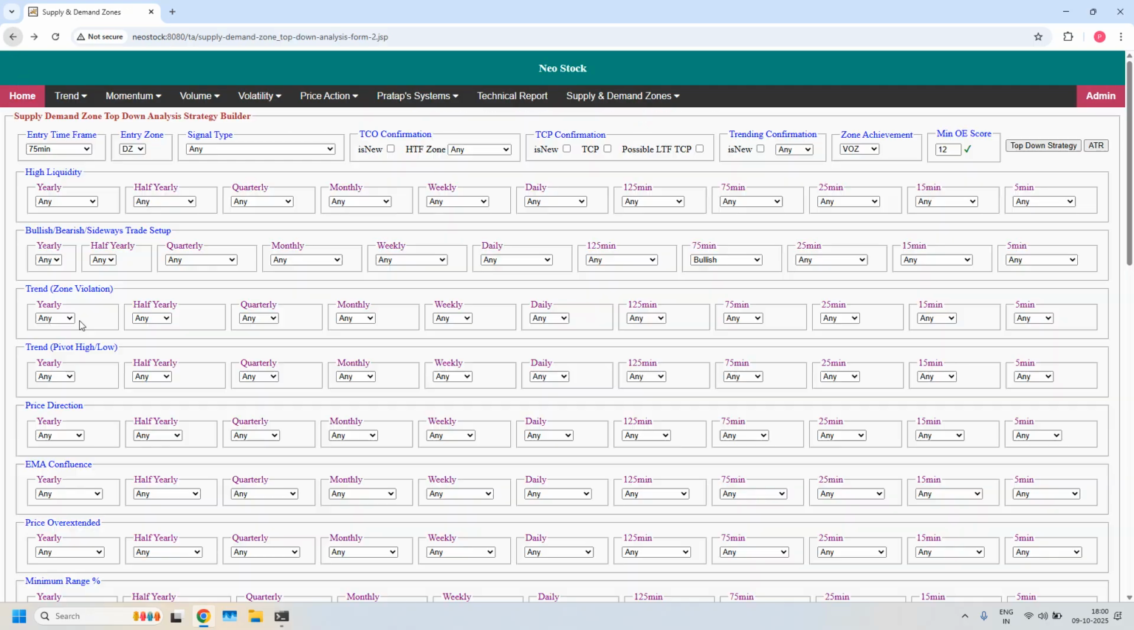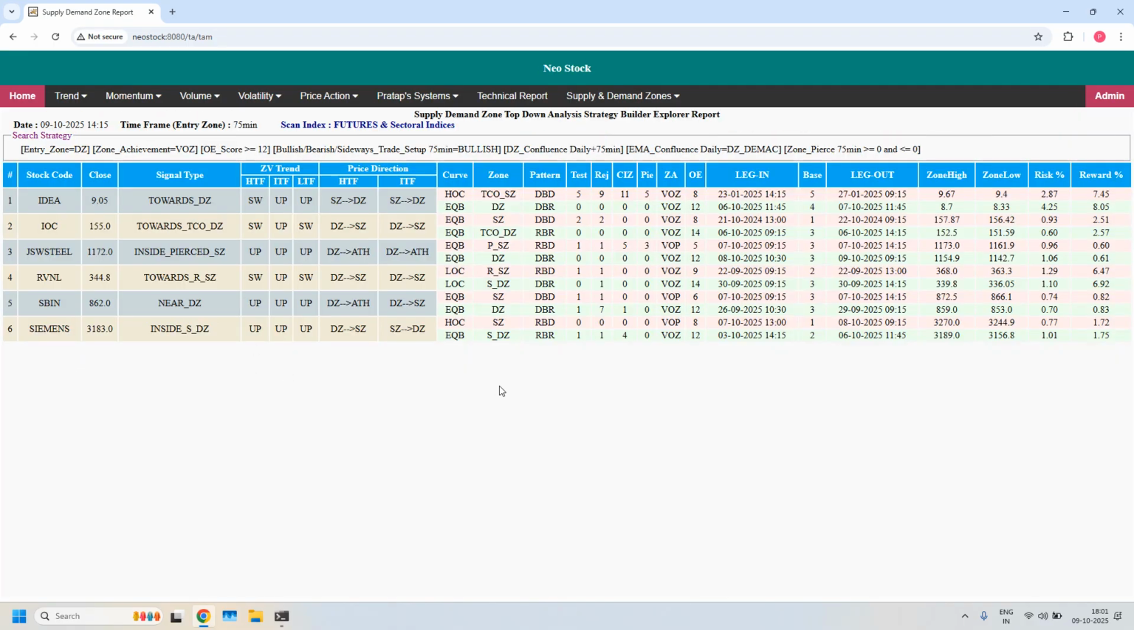So we can further filter again based on the daily demand zone having daily EMA confluence. 6 stocks are filtered. So these 6 daily demand zones might have a higher probability of success, provided less than 20 checklist items are satisfied. Otherwise, higher chances of zone violation.